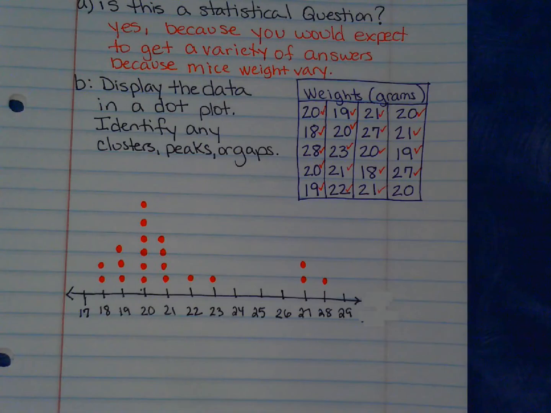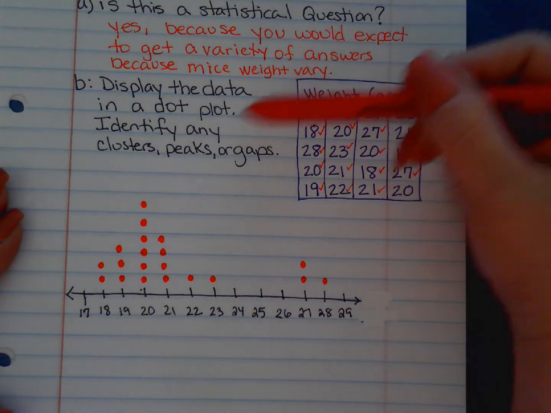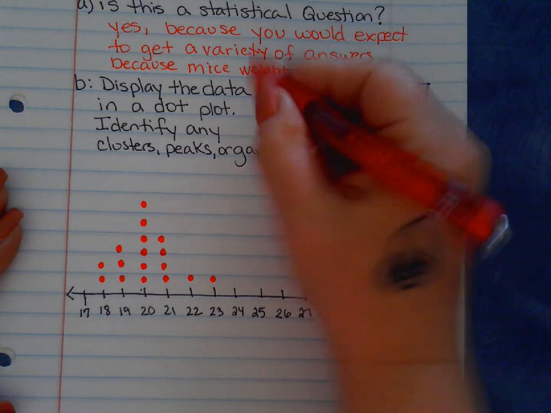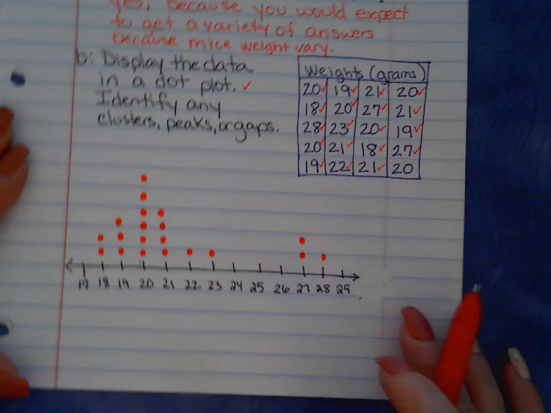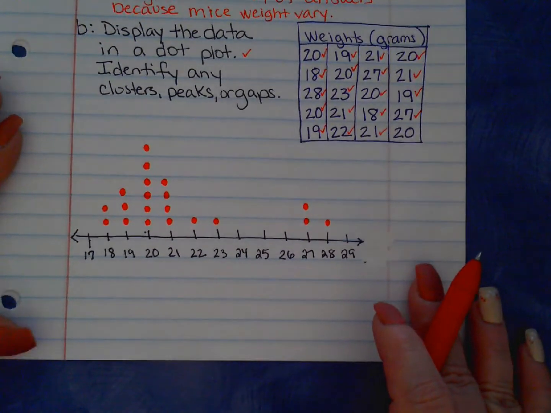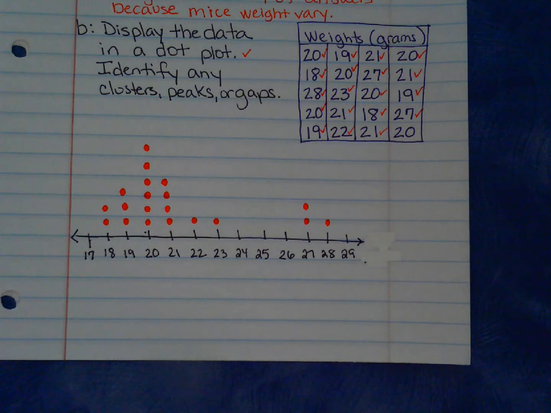Okay, so that, my friends, was the first part. That was displaying the data in a dot plot. That's what we did. Check, done. That was easy, right? Okay, the next part says to identify any clusters, peaks, or gaps. Okay, so let's think about this. I'm going to move this up a little bit so that we can write below, okay? When I look at this dot plot, I can identify clusters, peaks, and gaps, okay?